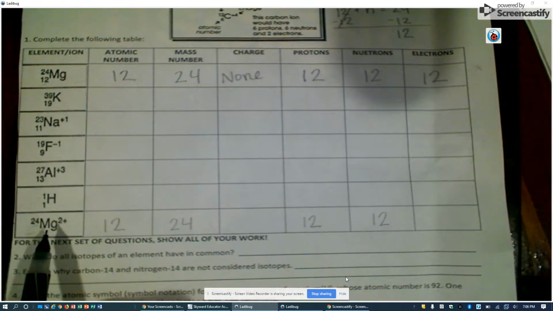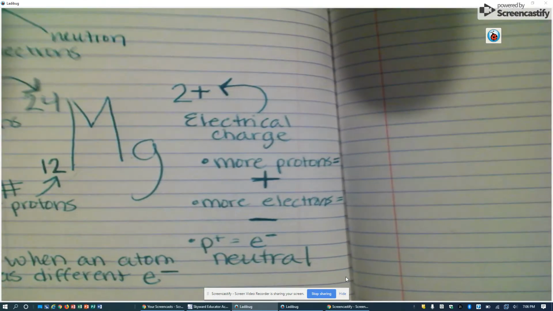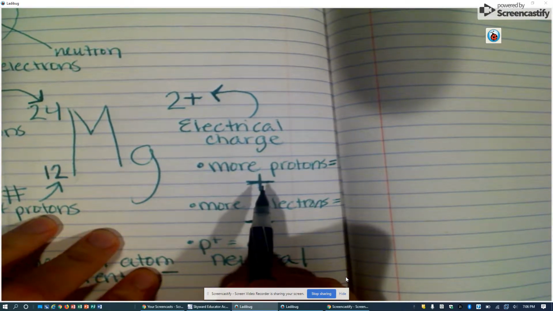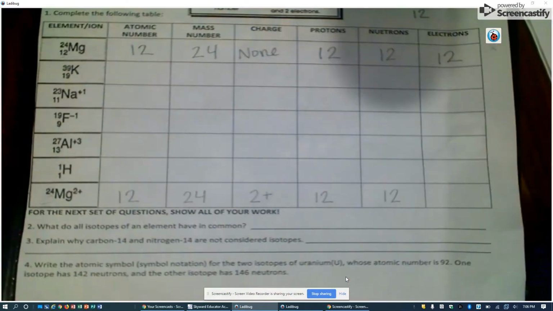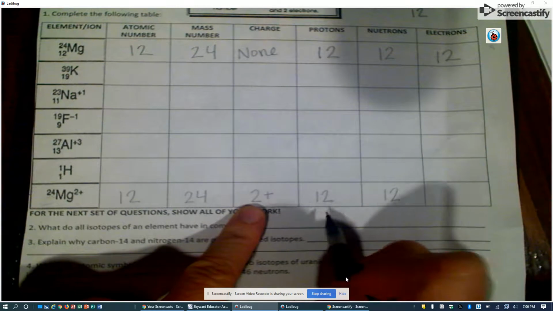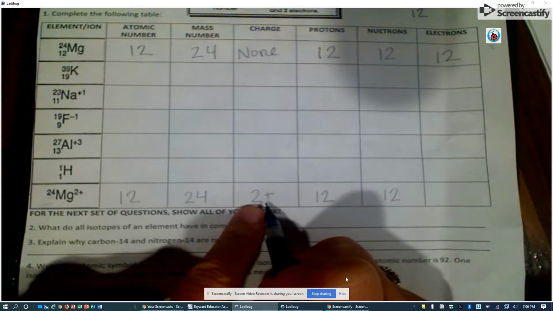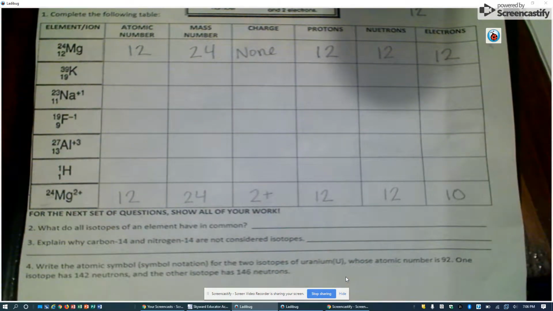Now it asks us what the charge is. So it's a 2 plus charge. All right, so what does that mean? Well, when we reference our notes again, when we have a positive charge, we have more protons than we have electrons. How many more protons? Well, that's what this number tells us. We have 2 more protons than we have electrons. So all we have to do is take 12 minus 2, because we're figuring out the number of electrons, and that would give us 10. Okay, so if it were opposite, if we had 2 negative, that means we have 2 more electrons than we have protons, and you would add 2 to that 12.